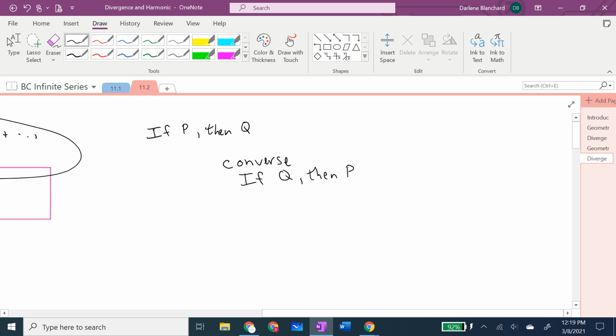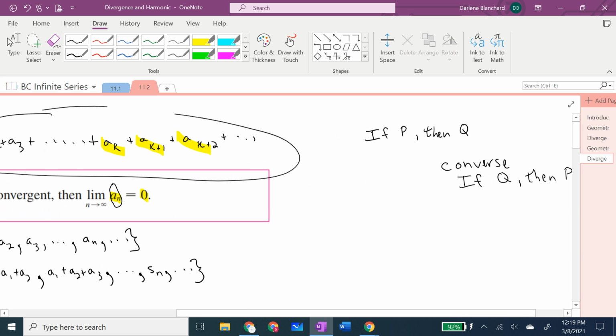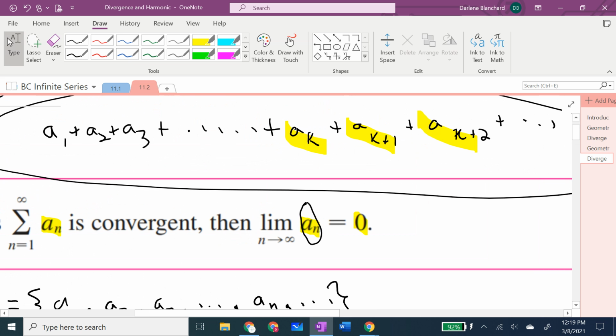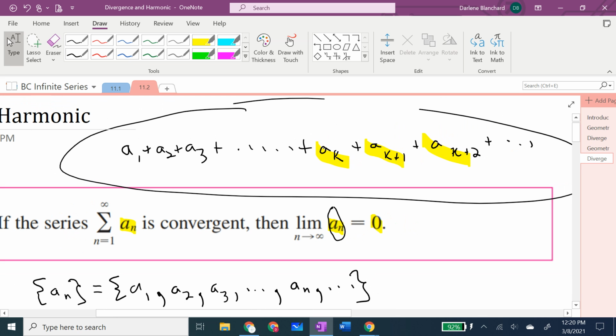And a lot of people make mistakes in math by assuming that a converse statement is true. So this statement is saying, if you know that an infinite series, and let me emphasize infinite series, if you know it's convergent, then the formula creating the individual terms must be heading to 0. That's the if and the then. So what is the converse statement?